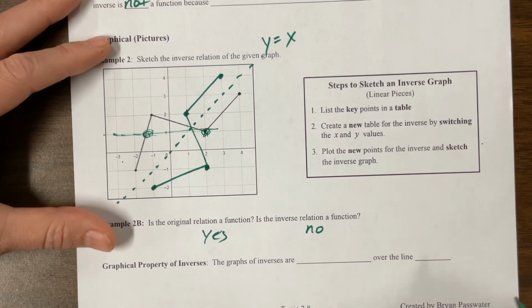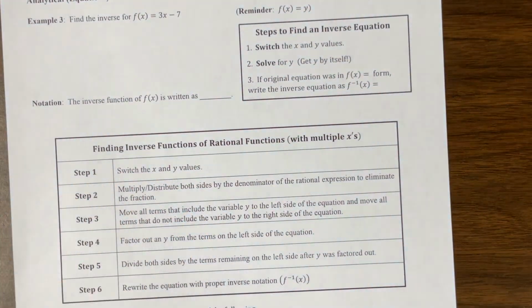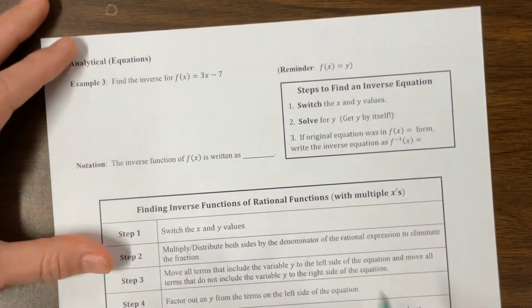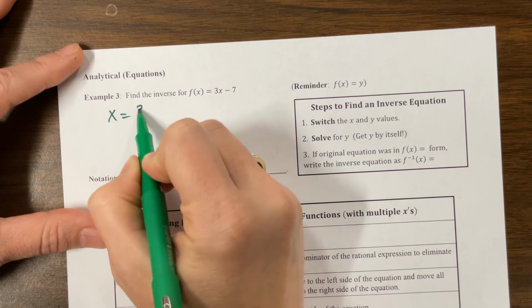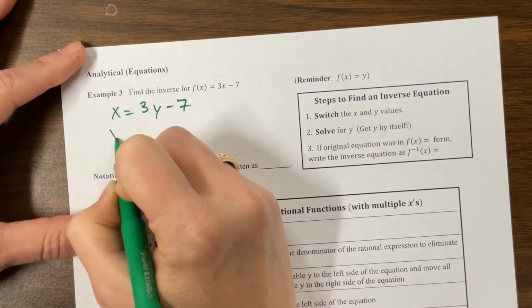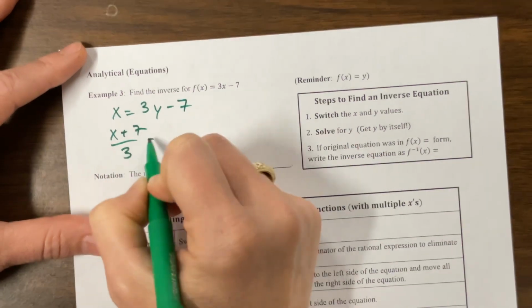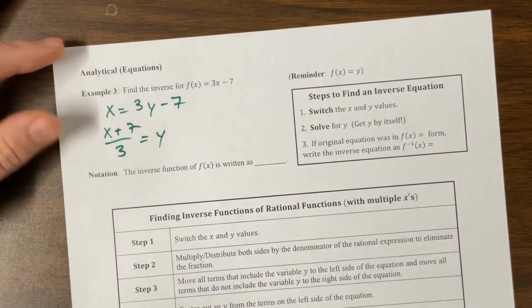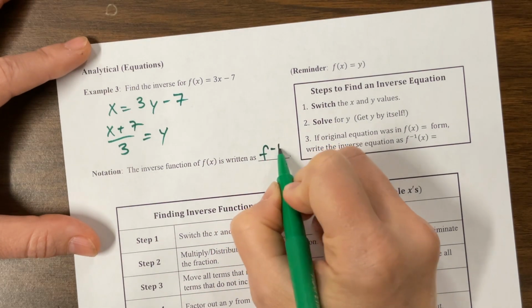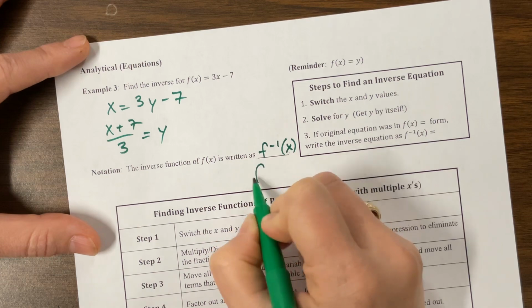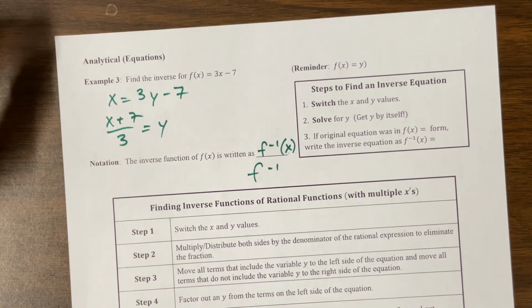The graphs of inverses are reflections over the line y equals x. Super. Find the inverse: we could switch x and y, x equals 3y minus 7, add, divide, and there we go. The inverse function is written as f to the -1 of x, or sometimes we just see f to the -1.